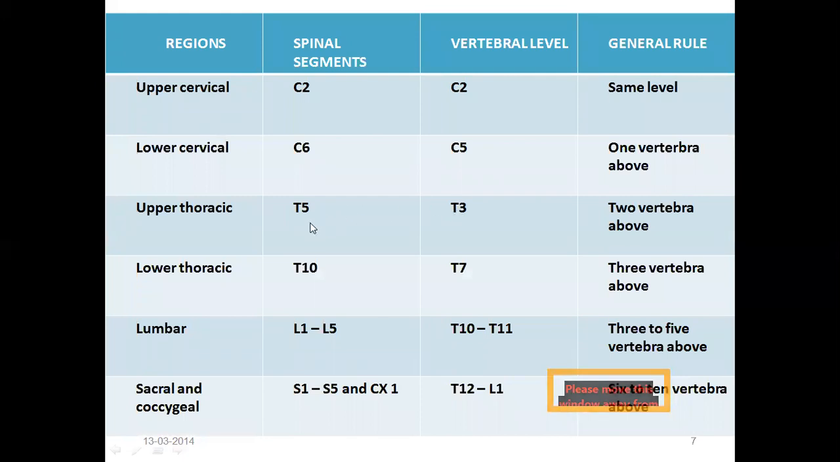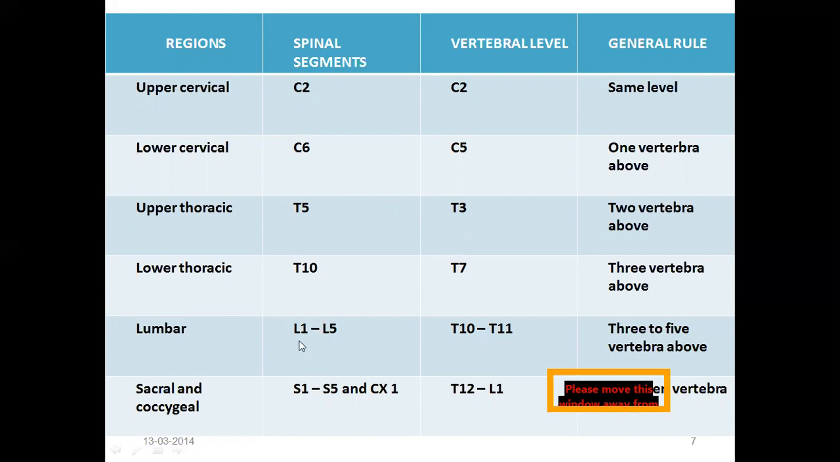The spinal segment T5 lies at the level of the T3 vertebra, that is 2 vertebrae above. The lower thoracic spinal segment T10 lies at the level of the 7th thoracic vertebra, that is 3 vertebrae above. Then L1 to L5 we have the vertebral level T10 to T11.